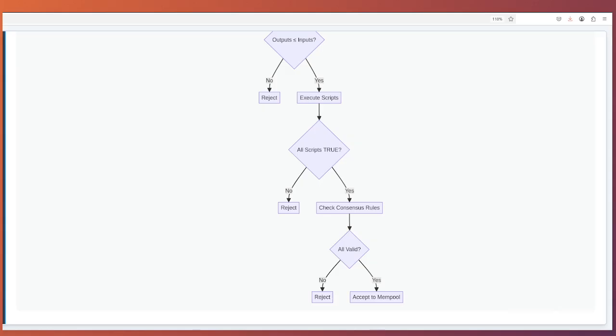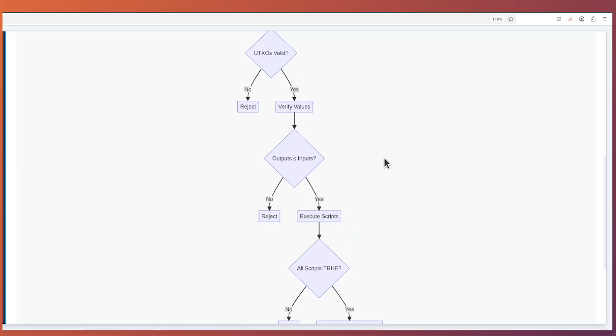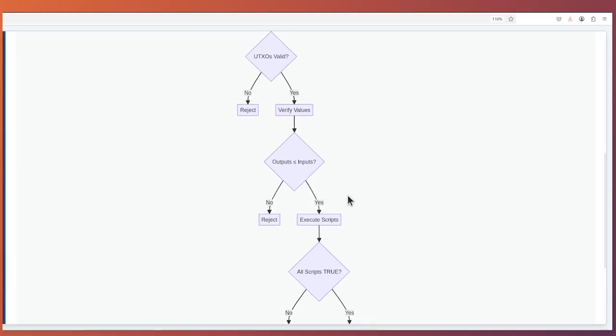The node then verifies that the sum of input values is greater than or equal to the sum of output values. The difference is the transaction fee, which must be non-negative. If outputs exceed inputs, the transaction is creating money out of thin air, which is obviously invalid except in the special case of coinbase transactions that miners create. Script execution comes next.